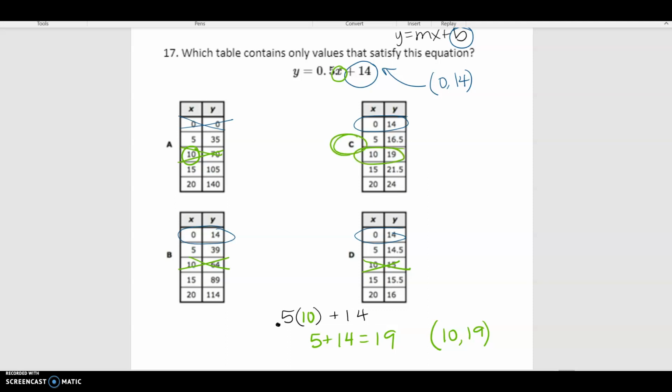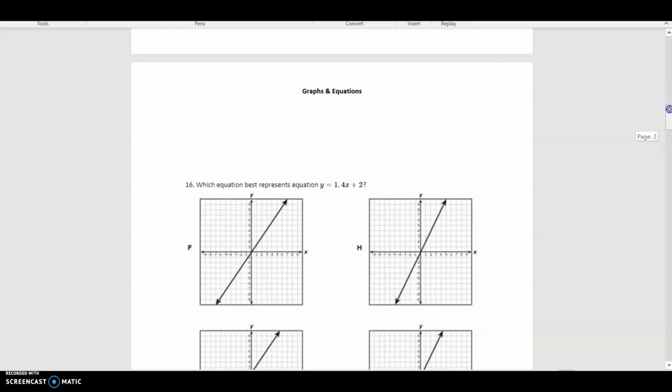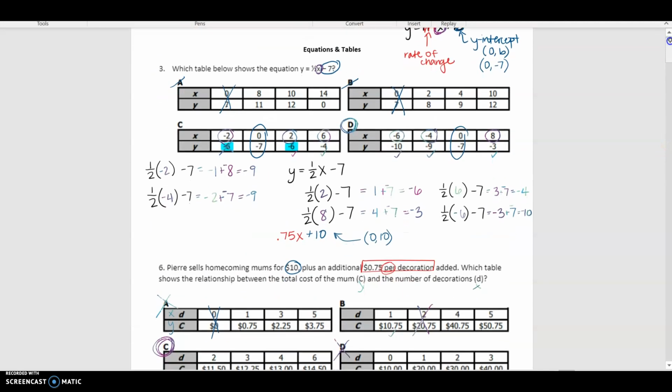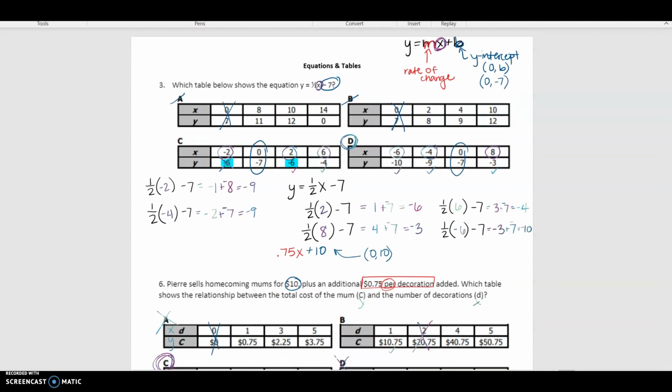All right, so guys, this is just substitution. You select an x value from the table, plug it in, and see which one gets you the proper y value. So that, my friends, is equations and tables. I hope this helps.